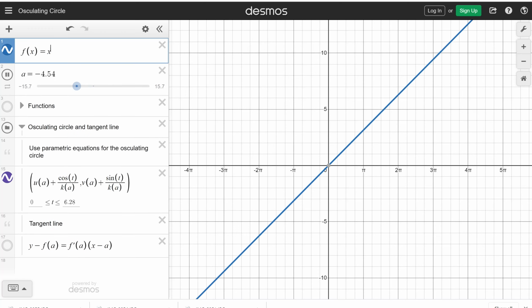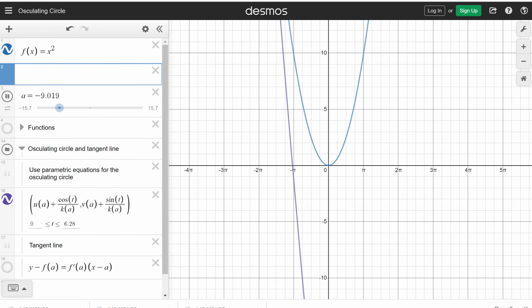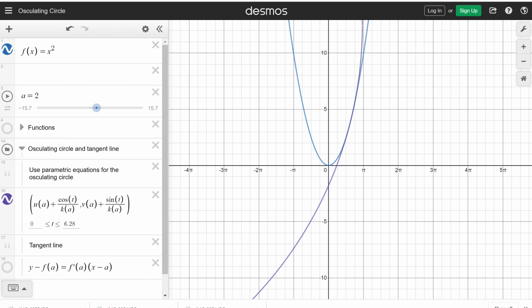But how about the parabola x squared? You see how the osculating circle changes? It's bigger, smaller, and then once it reaches the origin, it gets the smallest. Because if the curvature is big, the curve turns quickly, then the osculating circle is small. If the curvature is small, it turns slowly, then the osculating circle is large.